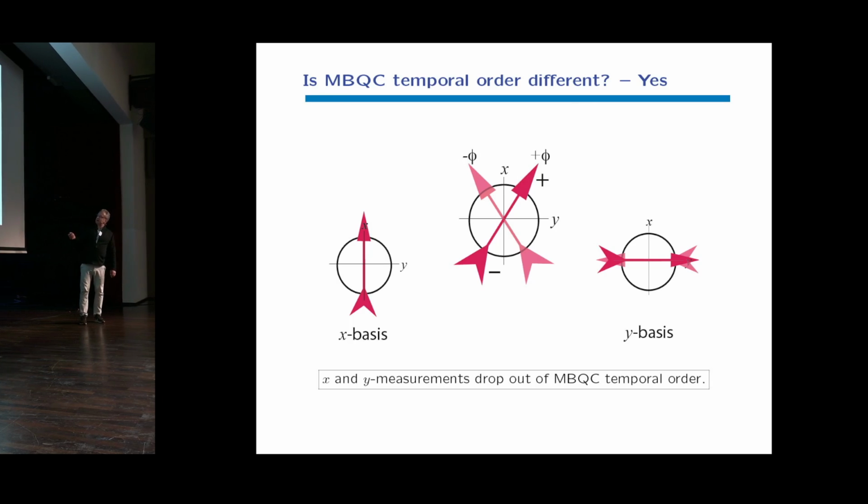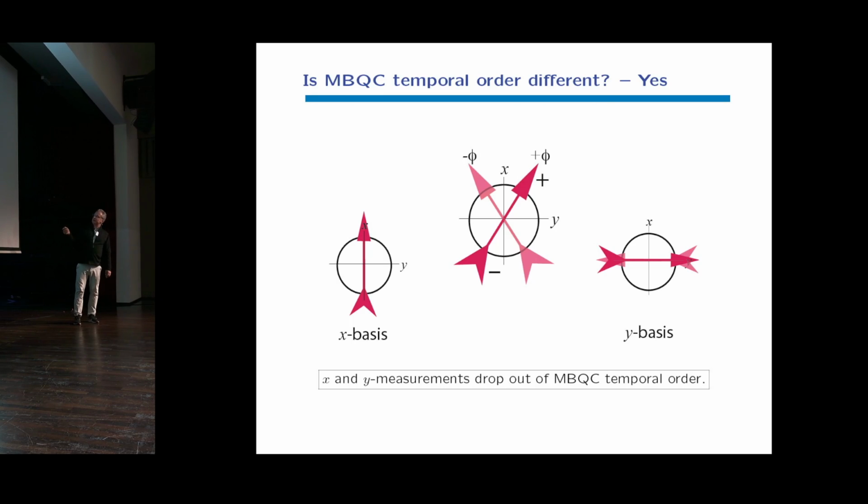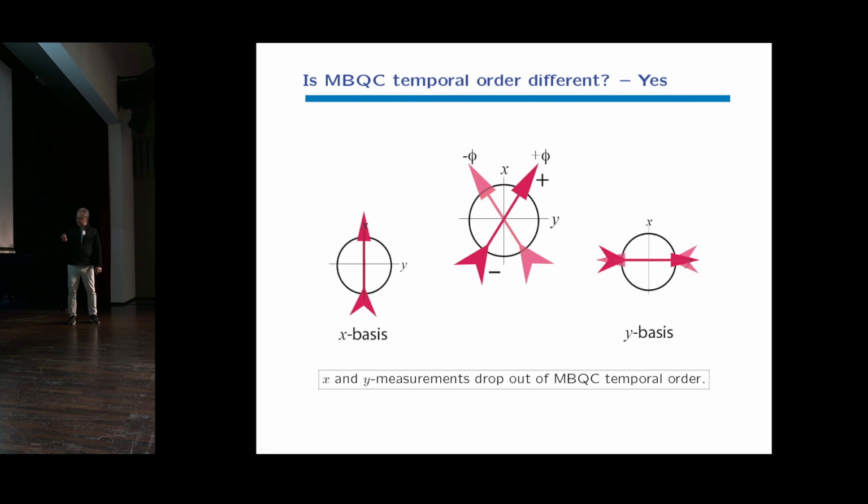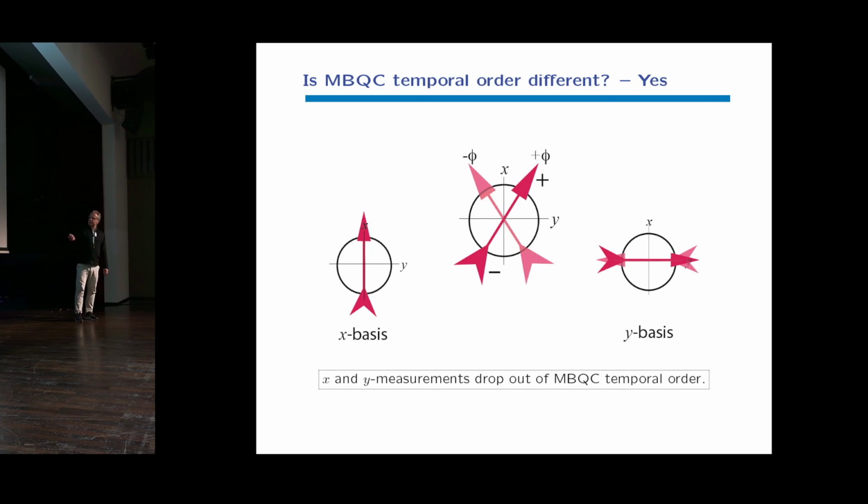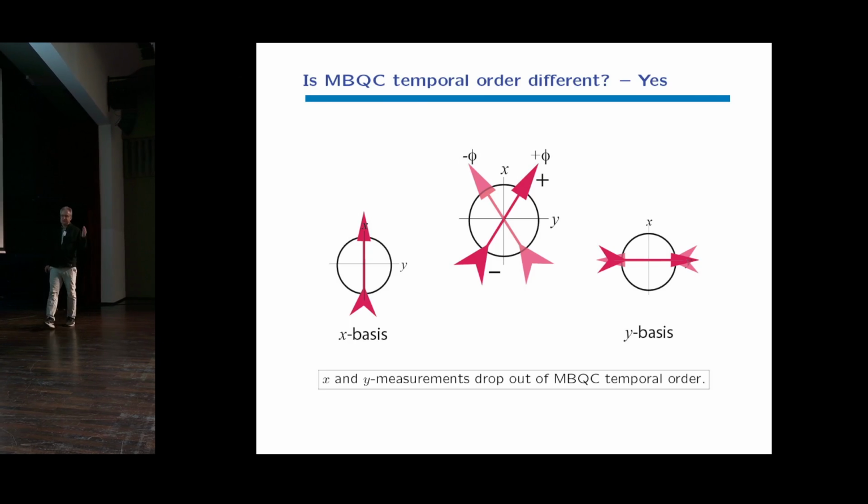And then there is the eigenbasis of sigma y. Here there is an effect on the states of the basis, but the basis itself doesn't change. So the two eigenstates are just interchanged. For these two bases, no adjustment of the physical operation doing the measurement is necessary. That's why these two bases drop out of temporal order. If a qubit is measured in one of these two bases, you can measure it at the beginning. There's no need to adjust it to anything.